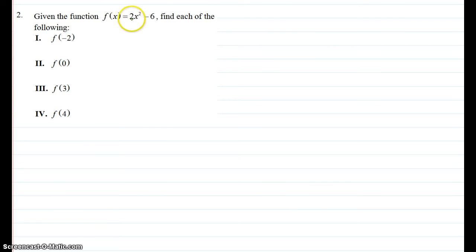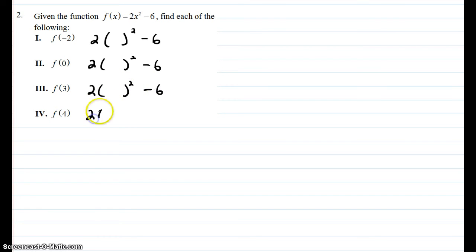Given the function f of x equals 2x squared minus 6, find each of the following. So what we're going to do here is take this function and replace the x with what's inside the parentheses. So I'm just going to rewrite this function a couple times. Alright, so my first one, I'm going to substitute in -2, second one 0, 3, and 4.